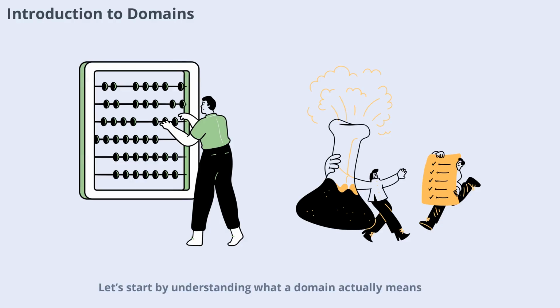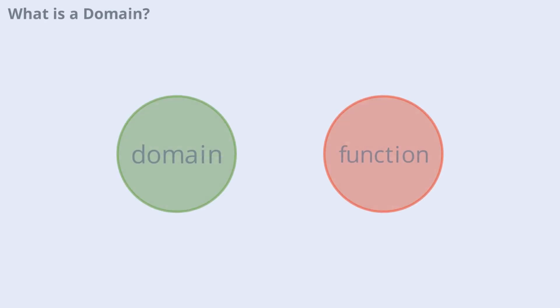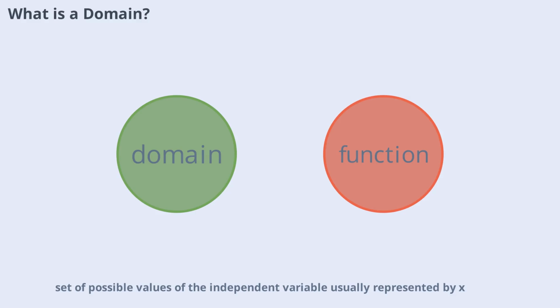Let's start by understanding what a domain actually means and why it's important in the context of mathematical functions. Domain of a function is the complete set of possible values of the independent variable, usually represented by x, for which the function is defined. In simpler terms, it's all the x values you can plug into the function without causing any mathematical issues, such as dividing by 0 or taking the square root of a negative number. Identifying the domain helps prevent errors and ensures that the function behaves as expected. Let's see how this works with different types of functions.